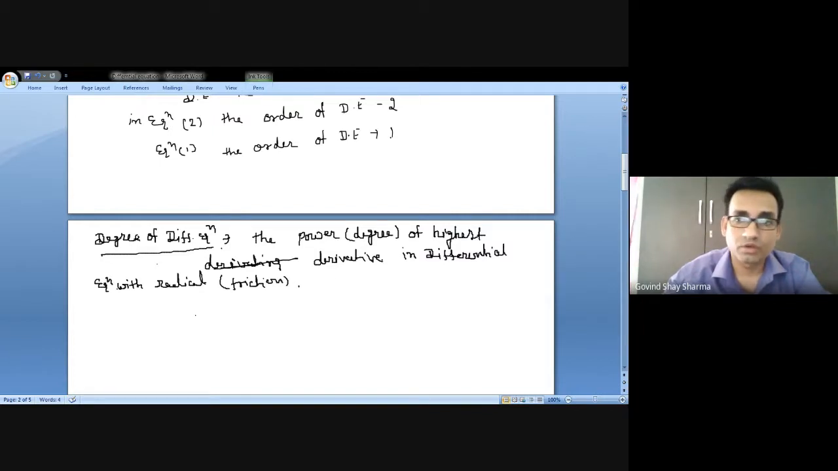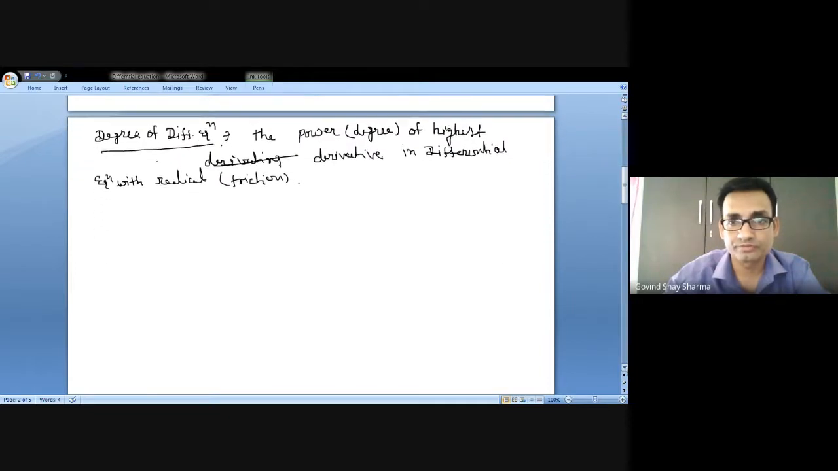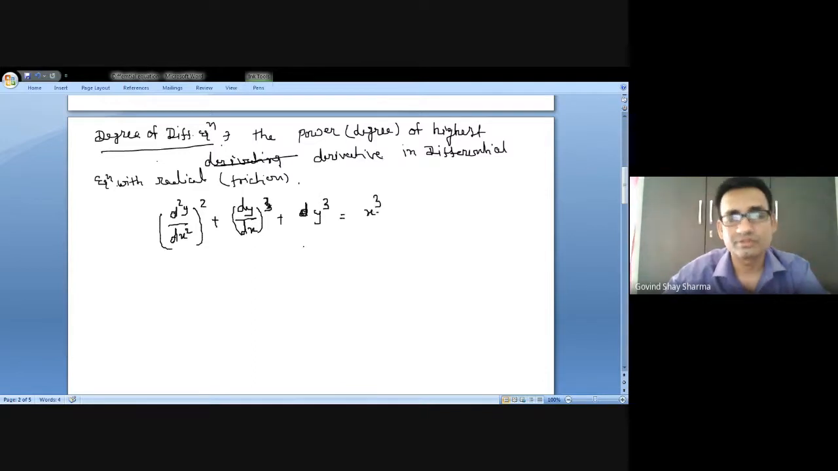Okay? Now we can write the equation. Example: t square y d f square, dy upon dx square, cube, this is cube y cube is equal to. This is also a differential equation because here the relation between x, y and derivative.